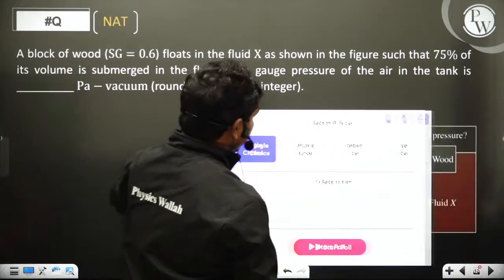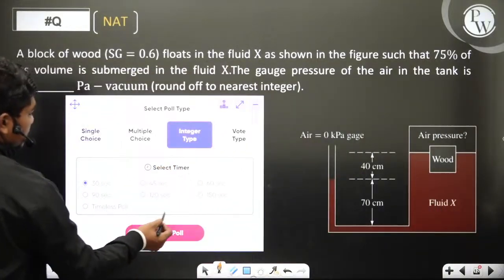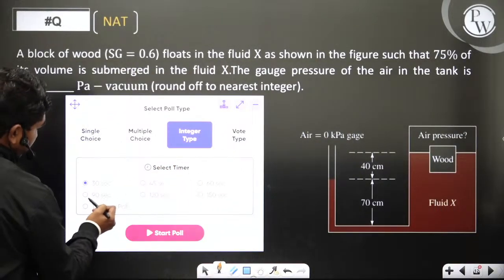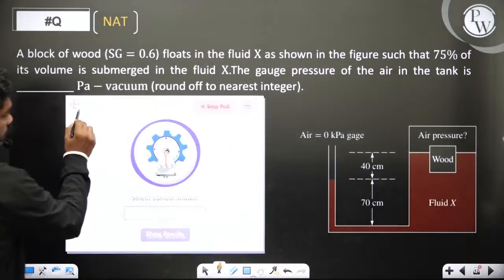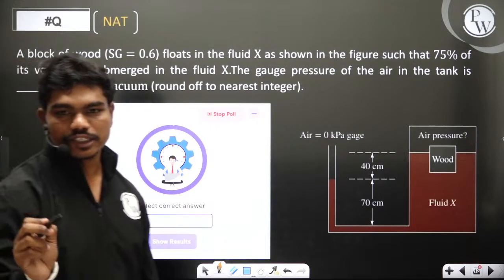Let us solve this question. I am putting it here as an integer type. I am also giving you 120 seconds. Please solve this and type the answer in the chat box.